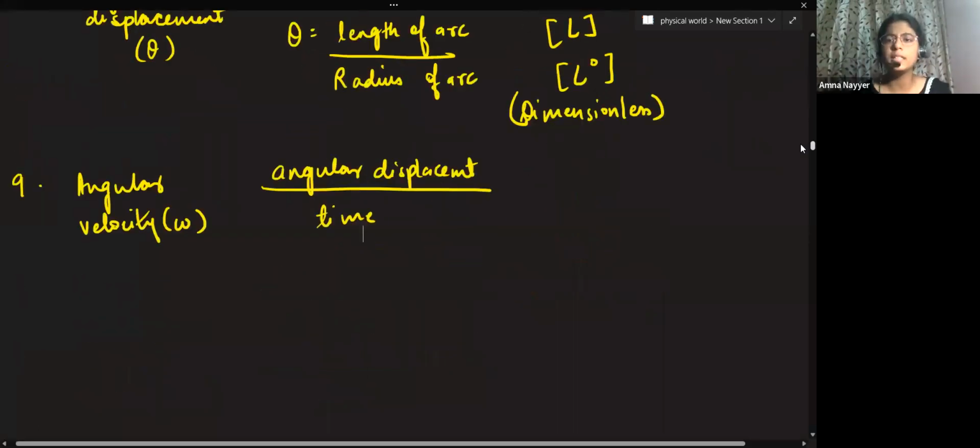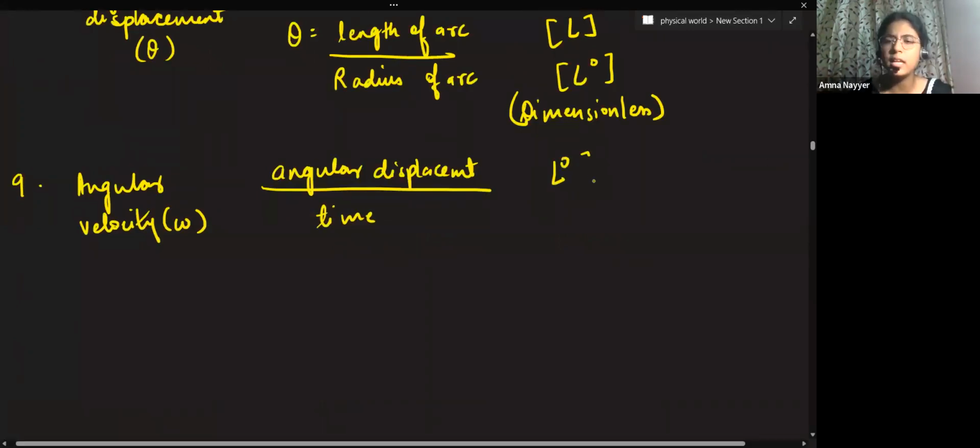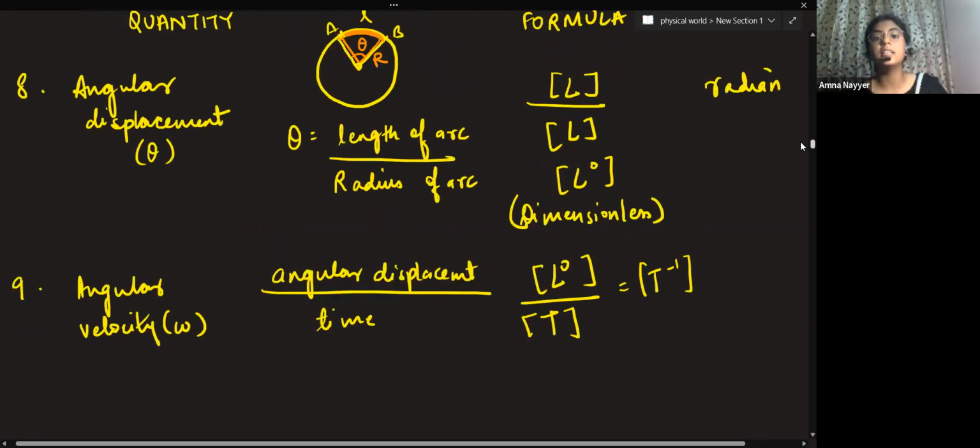See, angular displacement is what? Angular displacement is a unitless quantity. L is 0. Time has a unit. So it will be simply T to the power minus 1, meaning M to the power 0, L to the power 0, T to the power minus 1. Regarding the SI unit, radian is the SI unit of angular displacement, divided by time, whose SI unit is seconds. So this becomes radian per second.